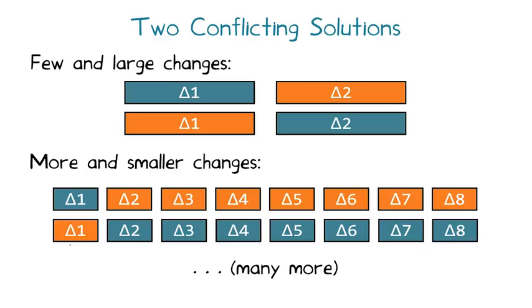We can then use subsets formed from these blocks. Perhaps we just use a single block. Perhaps we use several blocks concatenated together. Or perhaps we use non-contiguous blocks. For example, block delta 1 and block delta 8 to form subsets for testing.